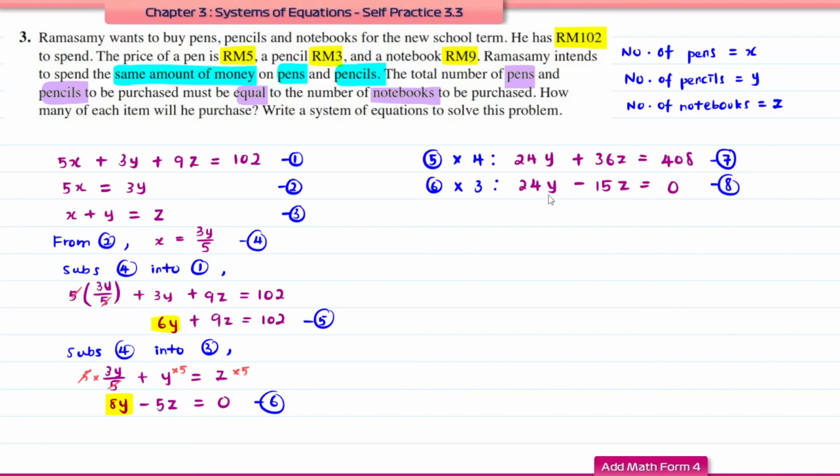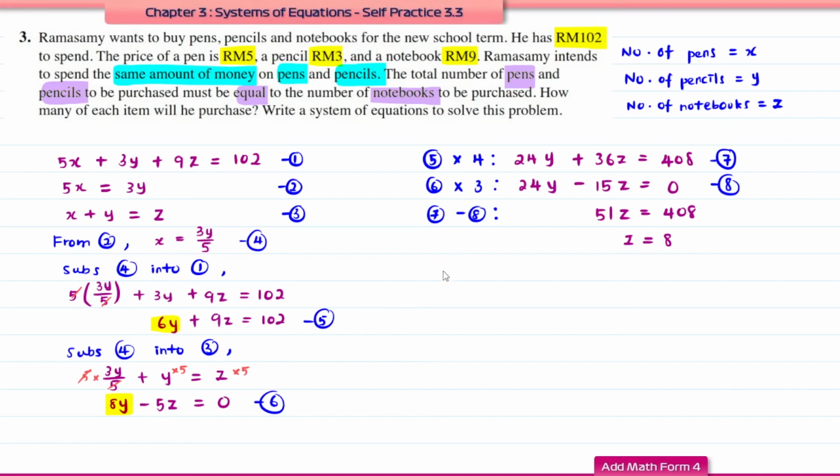Now we already equalized the y, so we can eliminate it by using equation number 7 minus equation number 8. So 24y minus 24y is equal to 0. 36z minus negative 15z is the same as 36z plus 15z. So you're going to have 51z equal to 408 plus 0, which is still 408. So z is equal to 408 divided by 51. So z is equal to 8. So the number of notebooks is 8.